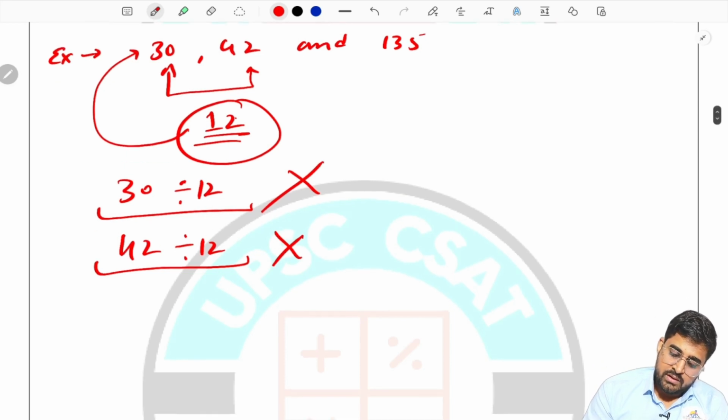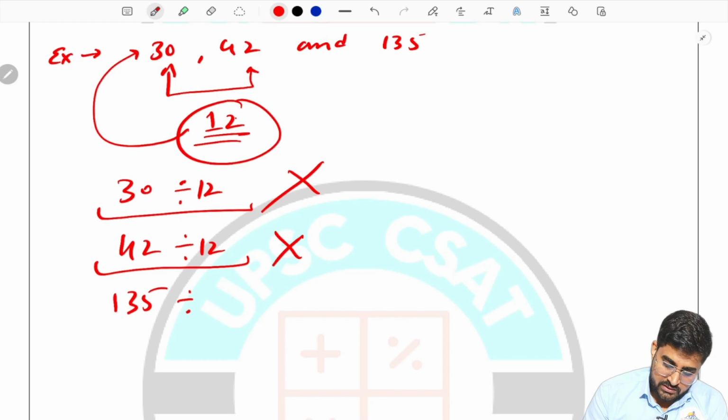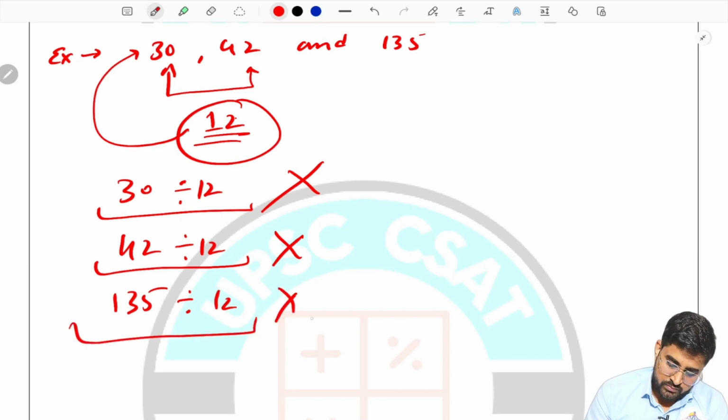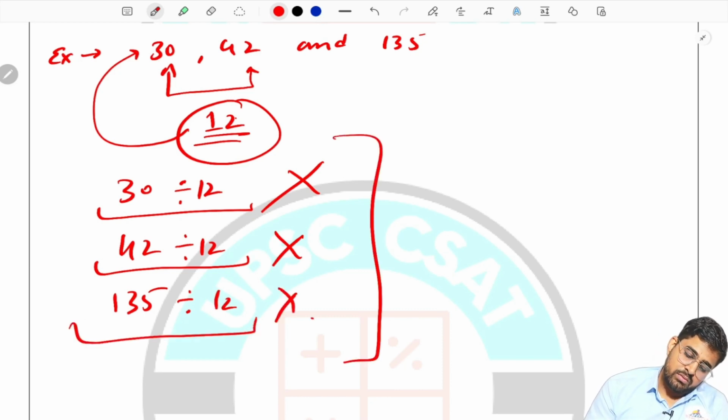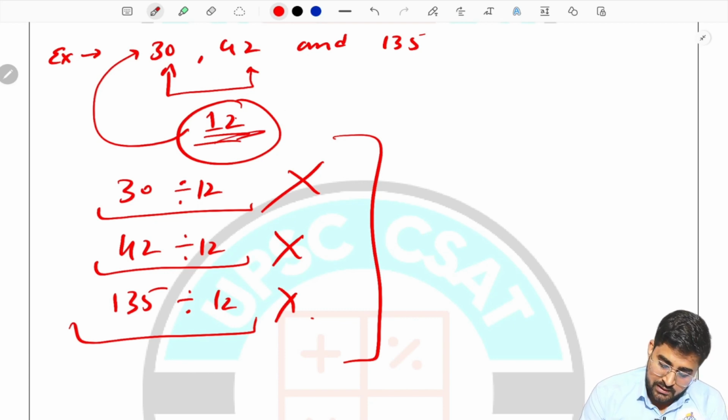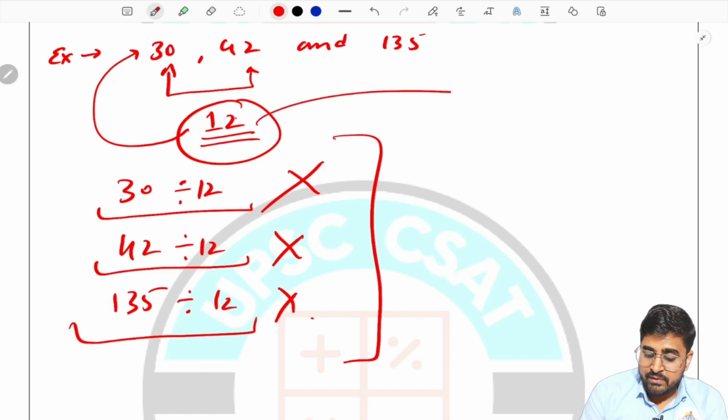No. Is 12 divisible by 135? The answer again is no. So 12 is not going to be a factor. Okay, but does any factor exist in 12 itself?